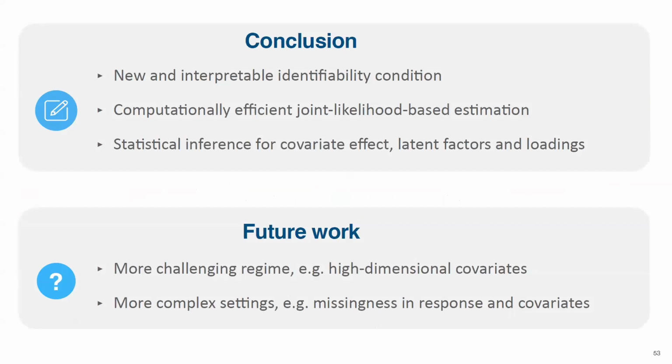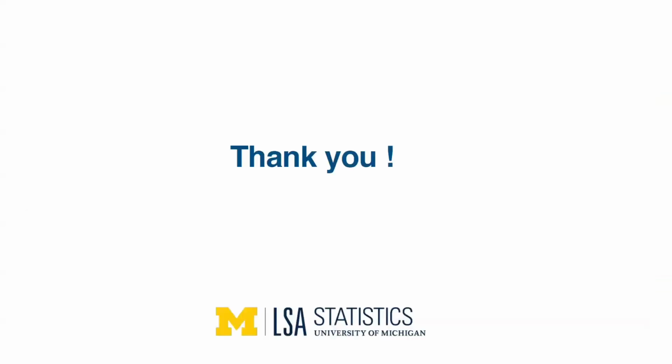Okay, so here is the conclusion. Here we consider this identifiability condition for the estimation to identify the biased items, and computationally we use this joint likelihood-based approach, and we can do statistical inference. And of course, there is some additional future work on handling high-dimensional covariates and missingness in the responses, and also in the covariates. And thank you all.